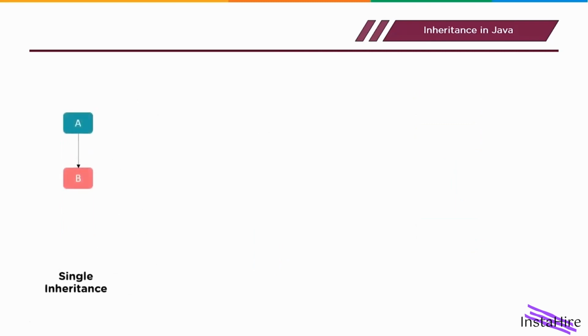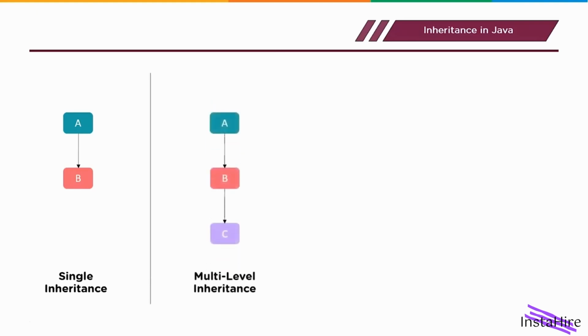Now there are four different types of inheritance available in Java. The first one is single inheritance. In single inheritance, we have two classes. Here class A is called the base class or also a parent class. The class which is inheriting the properties of a parent class or a base class is called the child class. So here the B class is known as the child class.